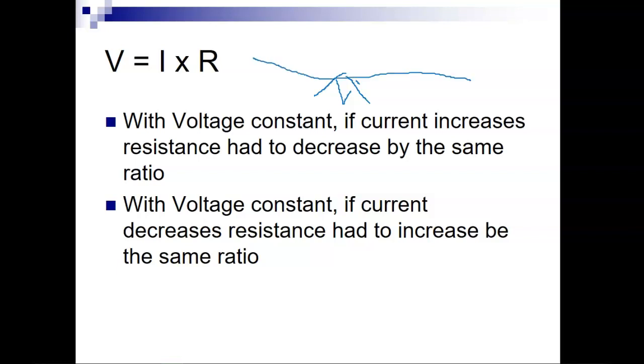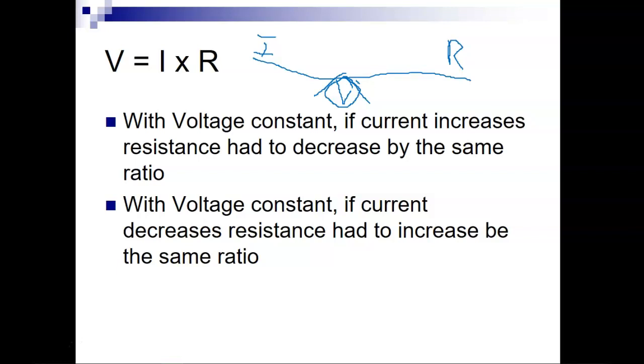I and R sit on a seesaw. With voltage held constant, I and R are on a seesaw. Teeter-totter, whatever you want to call it. There's your voltage. You have I and R. So what does that mean? It means that as resistance increases, what's current going to do? It's going to decrease by the same amount.